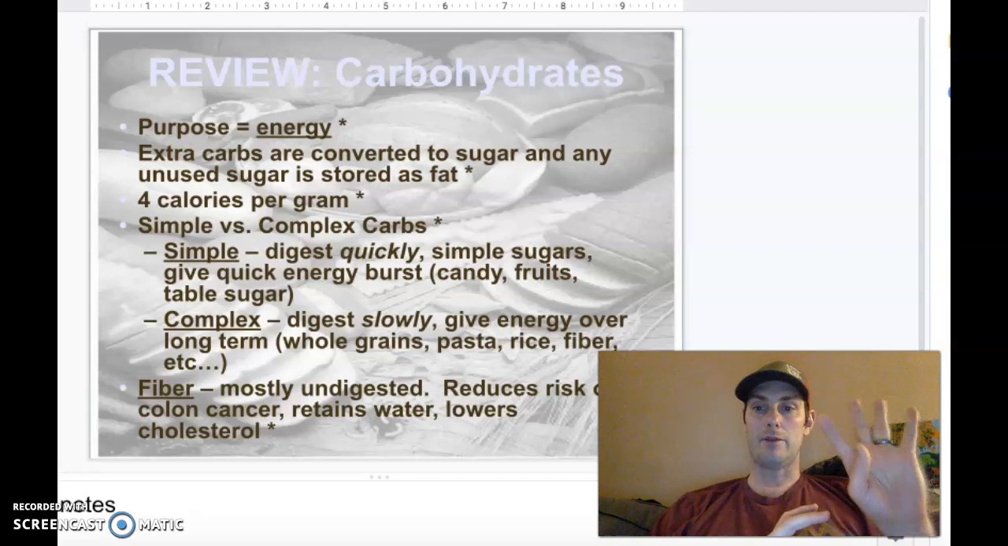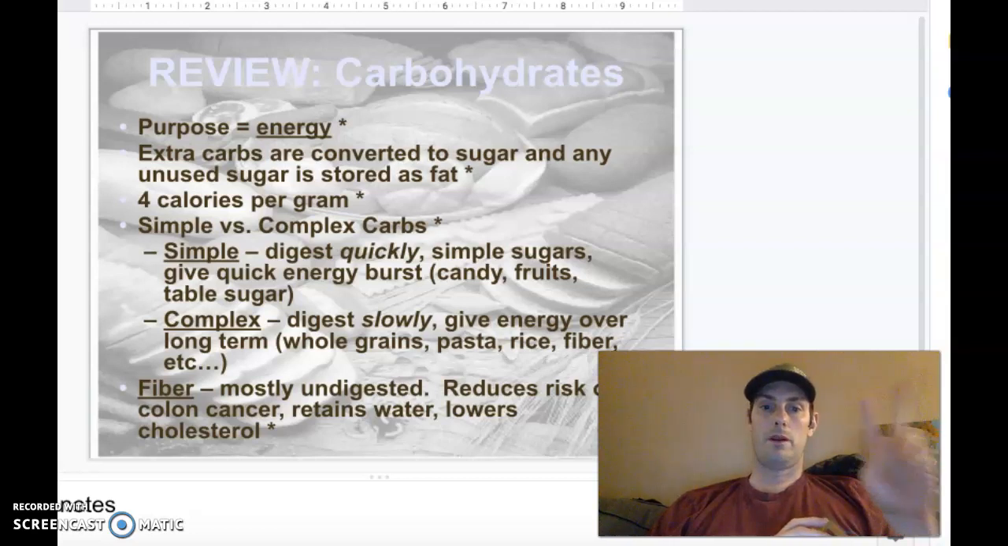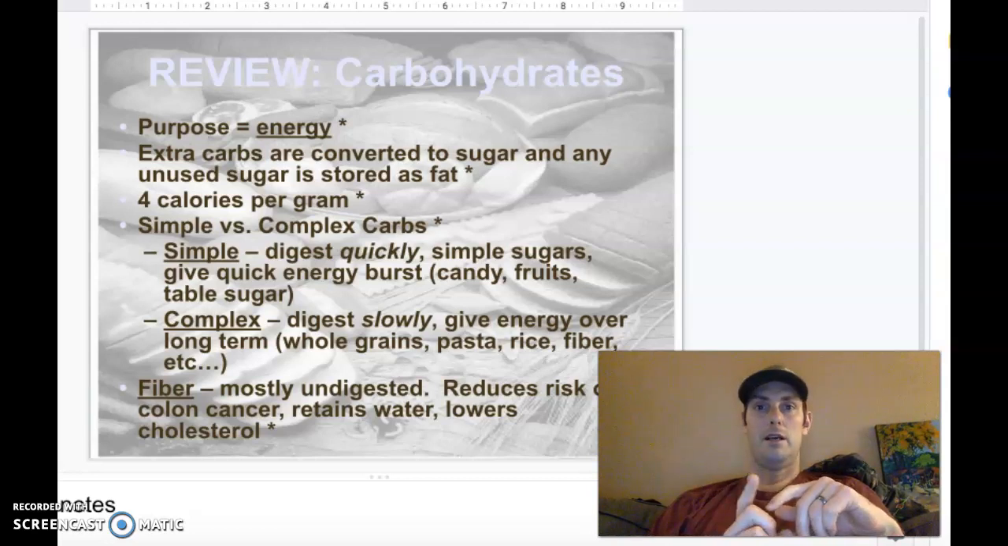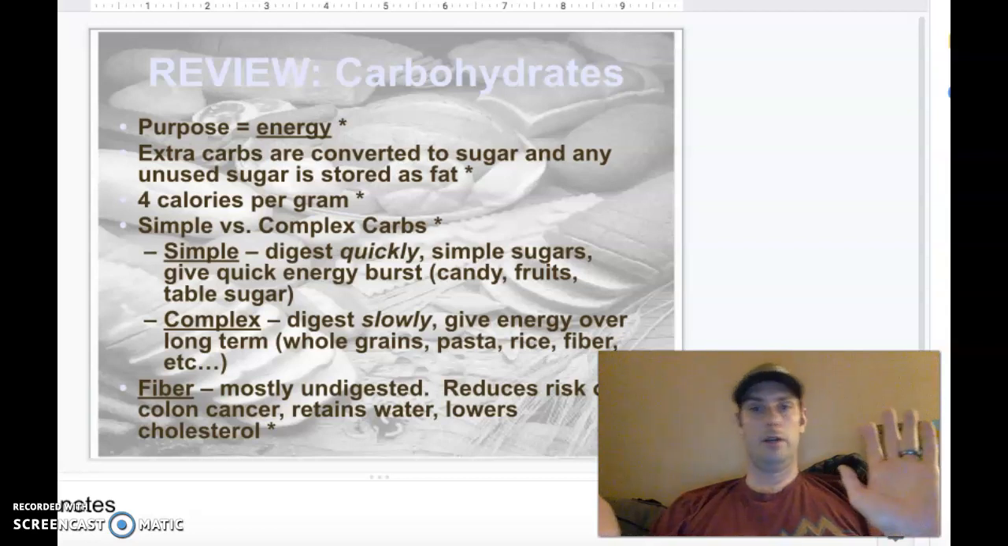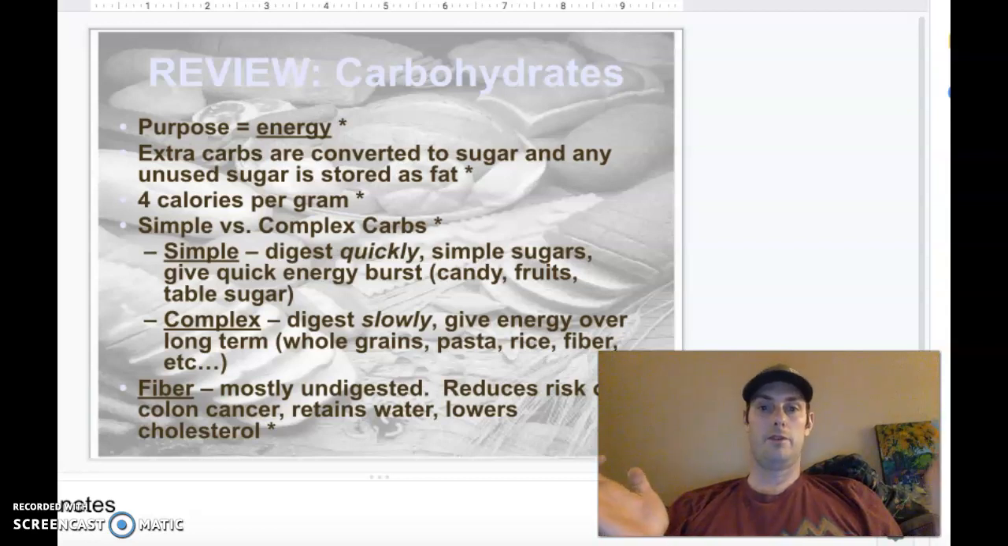Carbohydrates have 4 calories per gram. And this is a really important part about carbohydrates. There are 2 types of carbohydrates. There are simple carbohydrates and complex carbohydrates. One is not bad and one's not good, but they are different and they do different things.